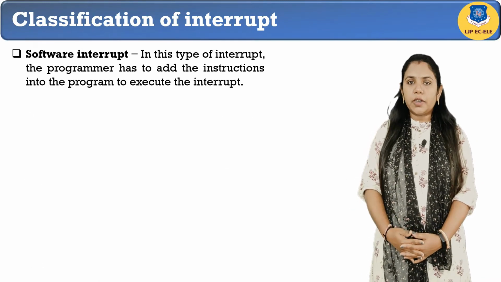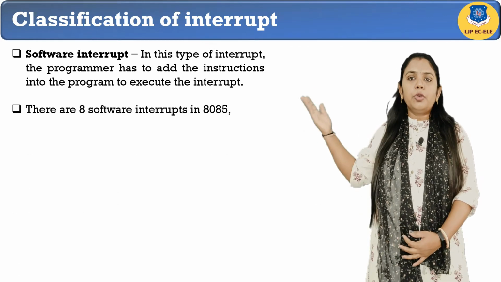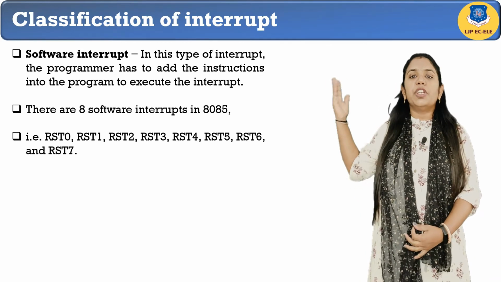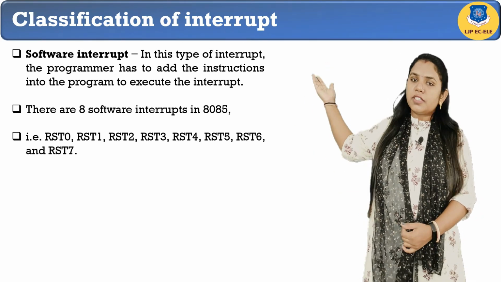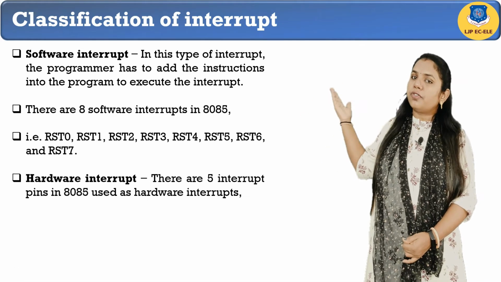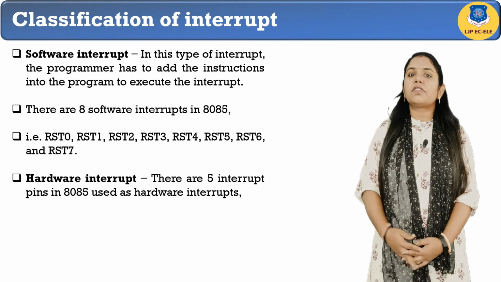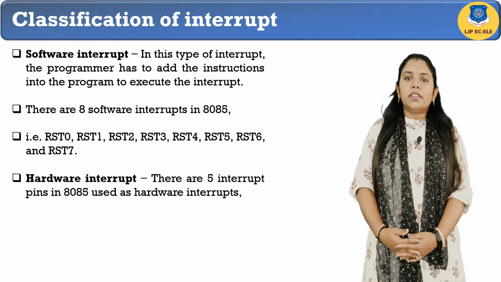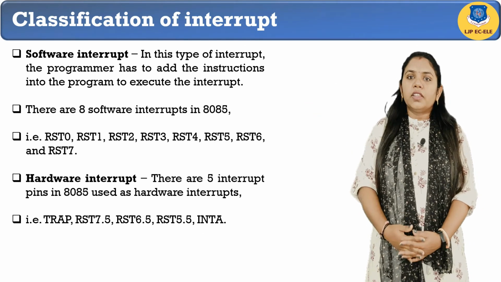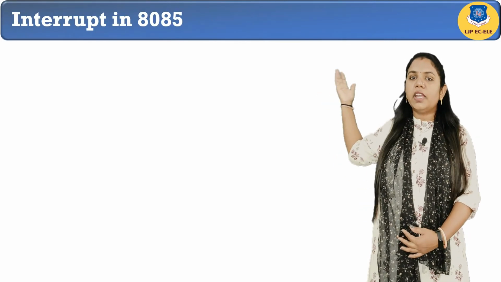Next, software interrupt. In this type of interrupt, the programmer has to add the instruction into the program to execute the interrupt. There are 8 software interrupts in 8085. These are RST 0, RST 1, RST 2, RST 3, RST 4, RST 5, RST 6 and RST 7. Next, hardware interrupts. There are 5 interrupt pins in 8085 used as hardware interrupts. These are TRAP, RST 7.5, RST 6.5, RST 5.5 and INTR.